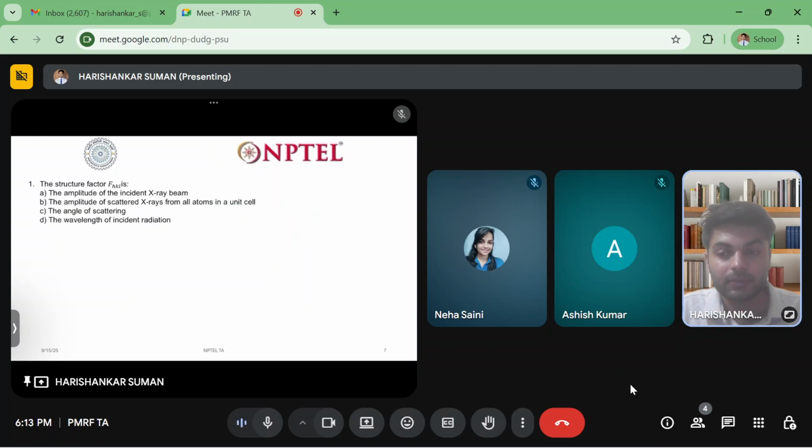So this is the first question. Let's see. The structure factor HKL depends on the amplitude of the incident ray, the amplitude of the scattered X-ray from all atoms in the unit cell, the angle of the scattered ray, or the wavelength of the incident ray. Please try to give me the answer. Choose your option.